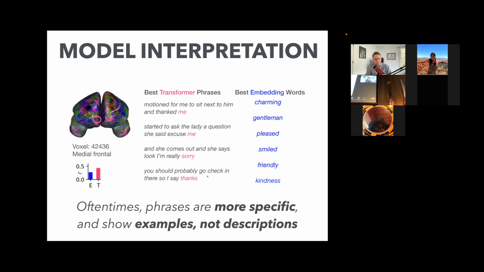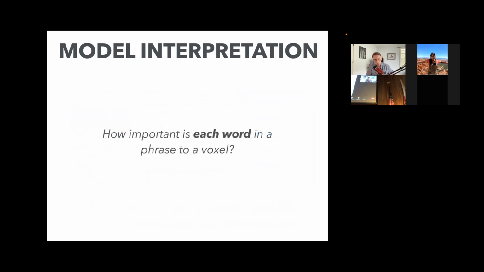Okay, so next, we can say which phrases this voxel cares about, but that's only part of the answer to the questions that we care about, like how does the brain understand language? We can go further here using this model, and we can ask this more detailed question of how important is each word in a phrase to a voxel?